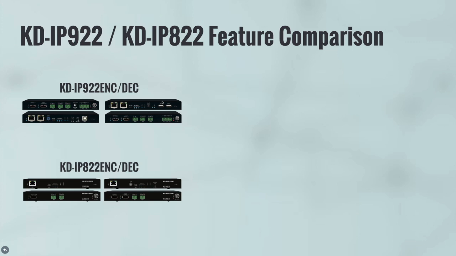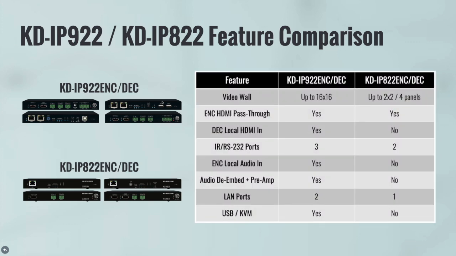So what are the major differences between the 922 system and the 822s, or 922 and 822 encoder decoder, I should say, because you could create one large system with this? Well, the 922s support video walls up to 16 by 16, whereas the 822s can build video walls up to 4 panels maximum. It could be a 2x2, a 4x1, 1x4, 3x1, 1x3, 2x1, 1x2. You get the picture.